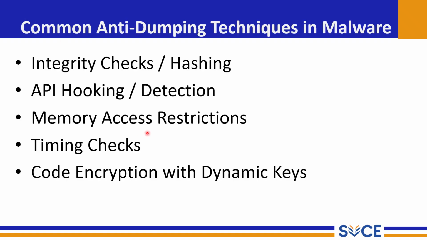So this is some of code encryption with dynamic keys. And next, one more thing, that is self-debugging. The malware creates a debugger thread for itself to prevent other debuggers. And next, thread hijacking or multiple threads. It uses multiple threads or hijacks other threads to complicate dumping.